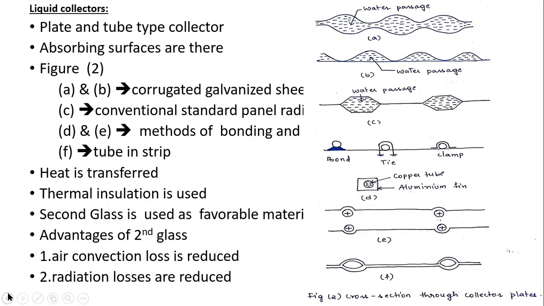Glass is usually used for the transparent covers, but instead of glass we can also use plastics satisfactorily, and it reduces the cost also. But glass is the most favorable material. It has a thickness of 3 to 4 mm. This thickness of 3 to 4 mm is commonly used around the world.